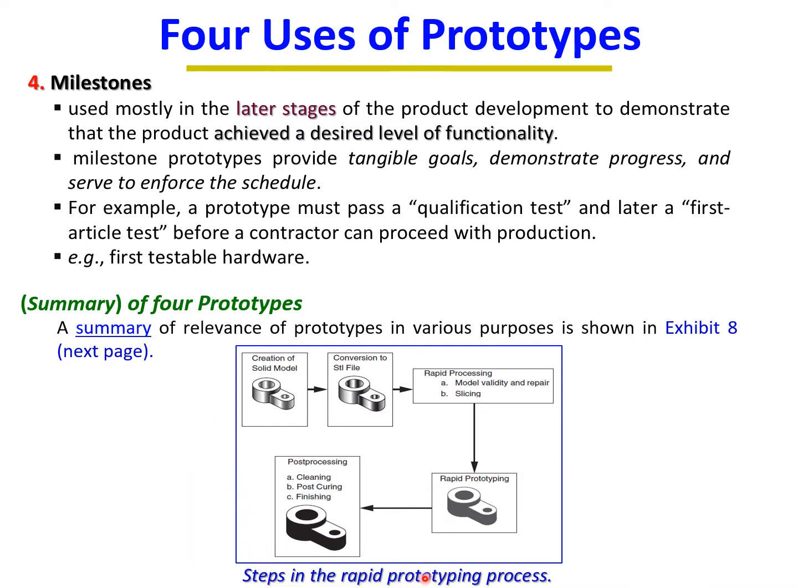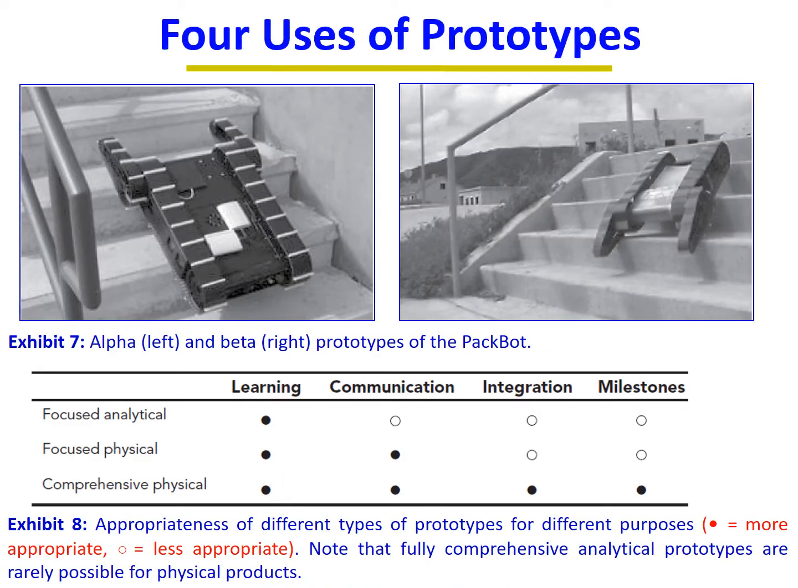Here are the steps in the rapid prototyping process: creation of a solid model, conversion to STL file, rapid processing, model validity repair, slicing, product prototyping, post-processing, and so on. So these are the actual steps which we will do later on, right? Which we will do later on. So here, if you see Exhibit 7, alpha and beta prototypes of the PACbot, right? So you are now trying to demonstrate to the customers that this PACbot can travel on staircases, on steep hills and slides and so on, right?